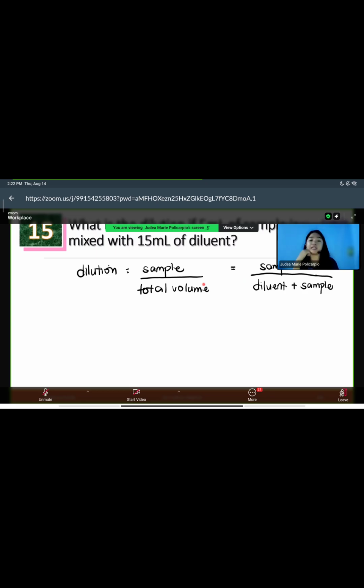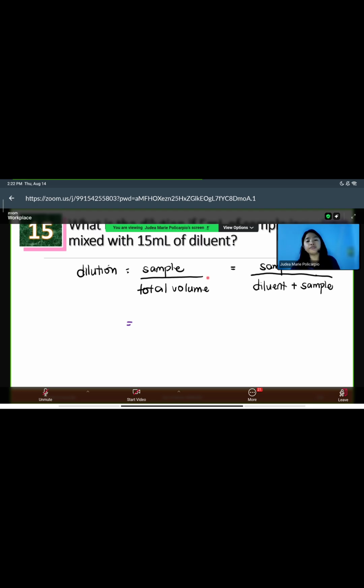Okay? Kasi pag ang ginawa mo, sample lang over the diluent lang, ratio lang ang magagawa natin. Kailangan ang nasa denominator ay palaging total volume. Okay? So therefore, it should be diluent plus the sample. Okay? Substitute natin yung given on the equation.